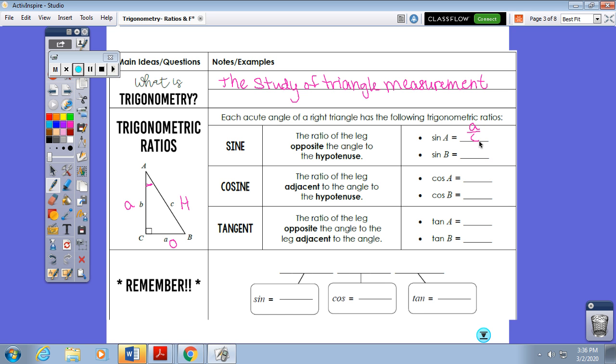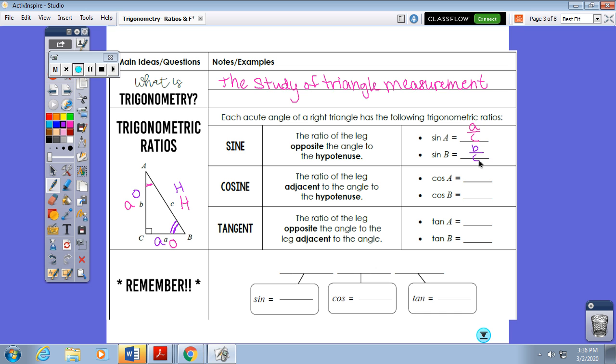But now if we're standing at B, the opposite side here is going to be B, so everything's going to switch. I'm switching colors. So now this would be opposite, this would be adjacent, and this still stays the hypotenuse. So the sine of B is going to be B over C. We can use the same letters for each one.